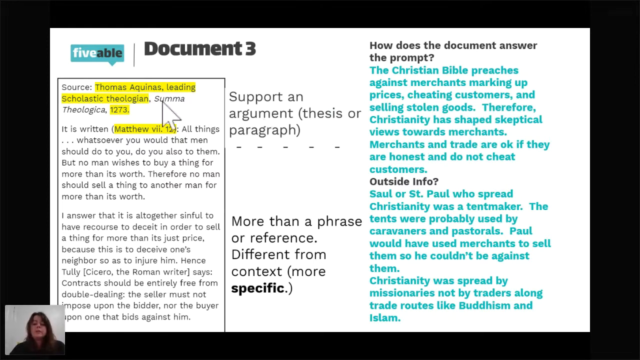And so if it's a little tricky, is this really saying merchants are great? It's only the honest ones, right? So it's kind of skeptical there.